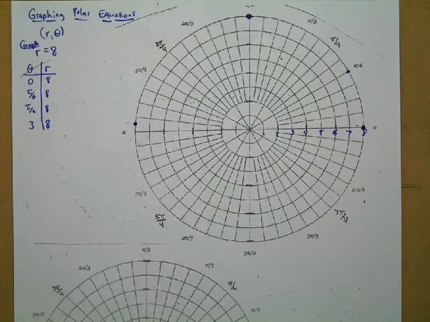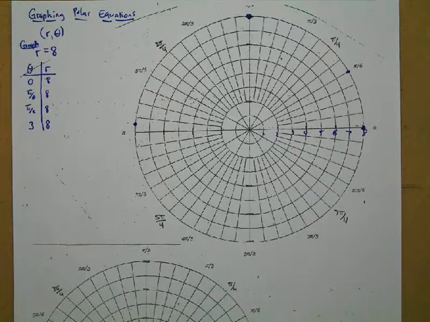Of course, any angle that we put in, any theta value we plug in, we're going to get an r value of 8. So what kind of shape will this create? A circle with radius 8. It's just a circle with radius 8.